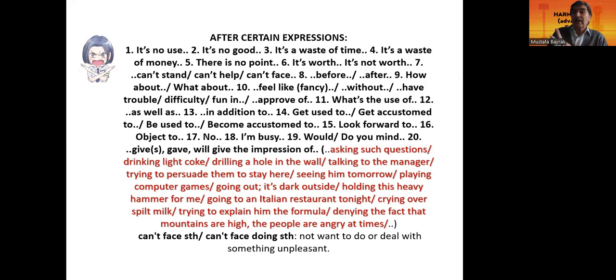It's no good having the second house now. It's no good being extravagant, okay? It's no good being extravagant for the time being. It's a waste of time. It's a waste of money. There is no point. It's word ing. It's not worth, also possible. It's not worth buying the second house for the time being.